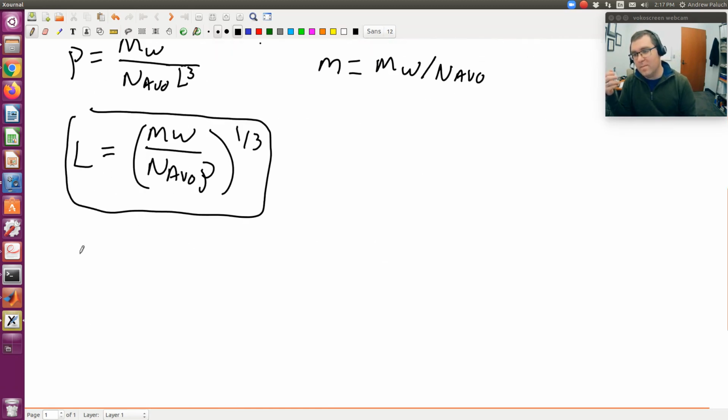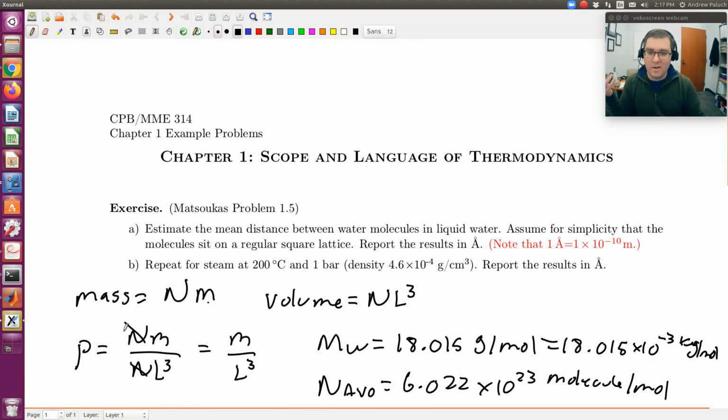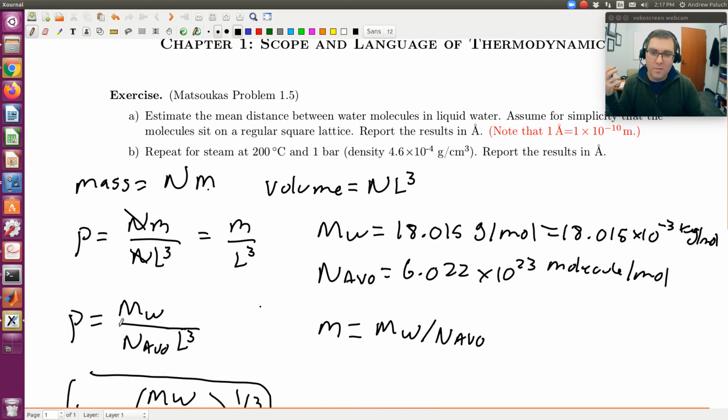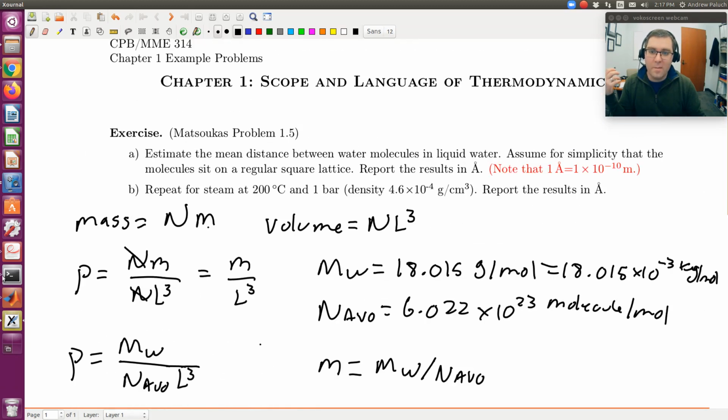So in A, we're told to look at liquid water. It really doesn't give us any details. It just says assume liquid water. So the reference value I always remember for water is 1 gram per centimeter cubed. But if you don't remember that, that's okay.